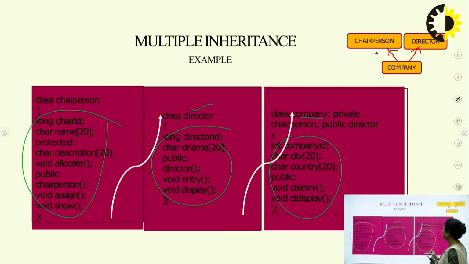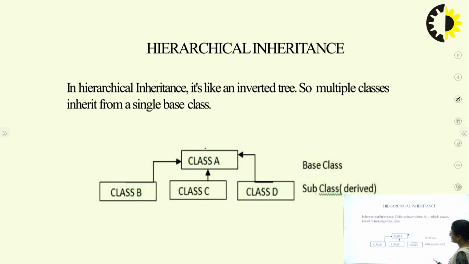So, from the implementation point of view, the company class will have its own members plus the members of the director class plus the members of the chairperson class, on the basis of the kind of inheritance, which is private for chairperson and public for director, right? In case of hierarchical inheritance, we can look at it as an inverted tree. Here, multiple classes inherit from a single base class.